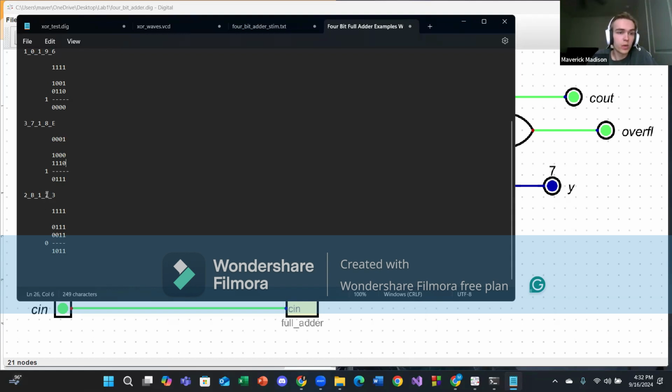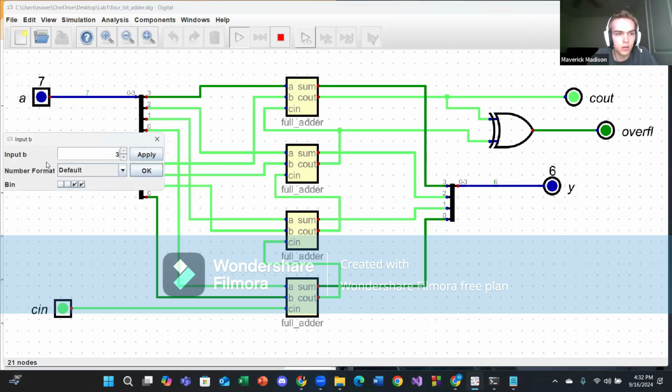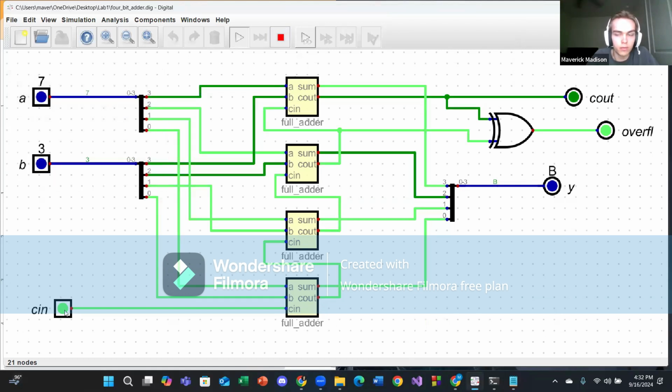And for our last example, we have A being 7, B being 3, carry-in with 1, our expected sum of 11, and we have overflow, but no carry-out. So let's test it out. We have A value of 7, B value of 3, carry-in of 1. We have no carry-out, we have overflow, and we have an expected sum of 11. So that was also right.